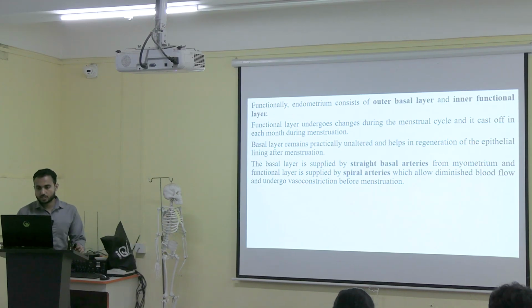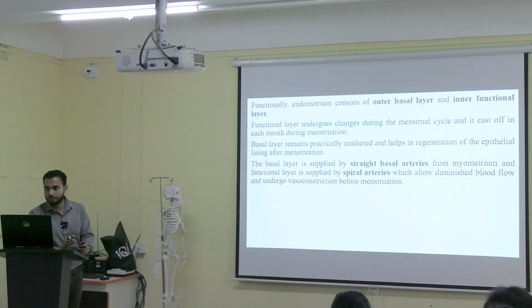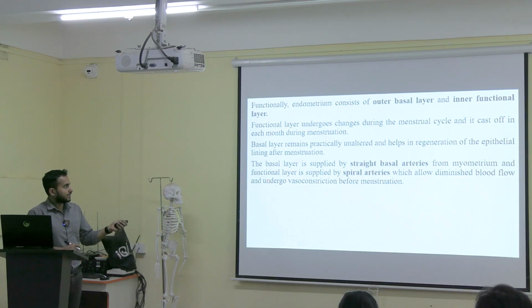Now in case of endometrium, two layers are there, that is the outer basal layer and inner functional layer. If you see the functional layer, it undergoes changes during the menstrual cycle, and it is cast off each month during the menstrual bleeding, or you can say it is shedding off during menstrual bleeding. Another layer is practically unaltered, means no alteration is taking place, and it is close to the myometrium; it is called the basal layer. This basal layer will help in the epithelial regeneration after the menstrual period. Next, the basal layer and the functional layer have two different types of arteries. In the basal layer we get straight basal arteries, and in the functional layer we get spiral arteries.